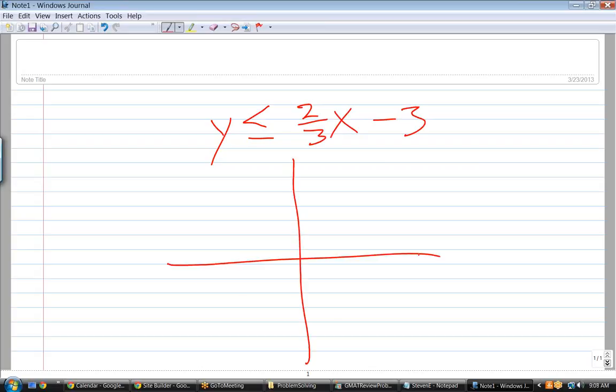Now, I noticed that we had one problem where we had something like this, and you weren't sure which side to shade. This has a y-intercept of negative 3. It has a positive slope. So what part of this graph fits this condition? I'd say the bottom right half. Yeah. In other words, that part there.